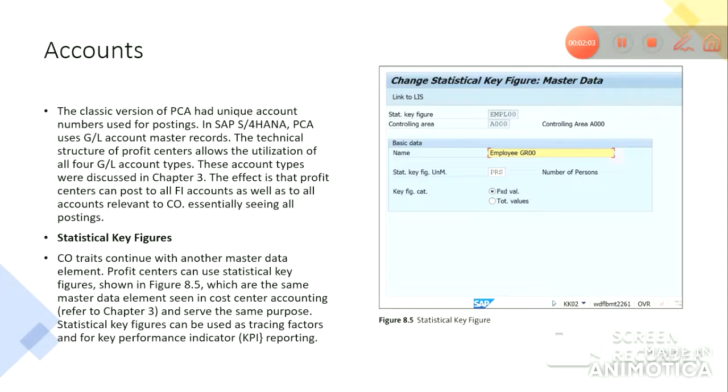Statistical key figures. CO traits continue with another master data element. Profit centers can use statistical key figures, which is shown in this figure, which are the same master data elements seen in cost center accounting and serve the same purpose. Statistical key figures can be used as tracing factors and for key performance indicator reporting.